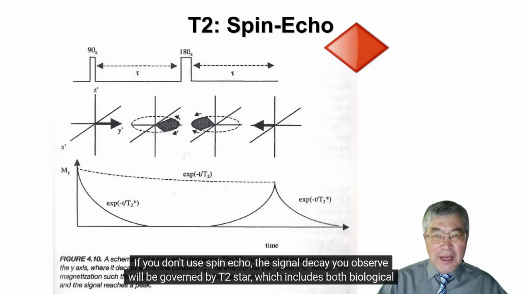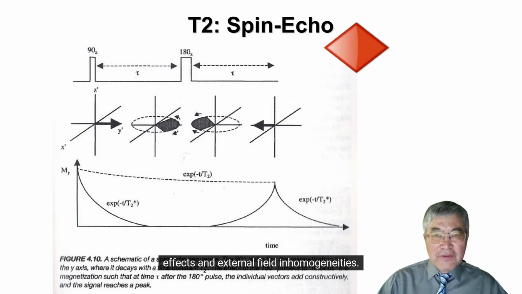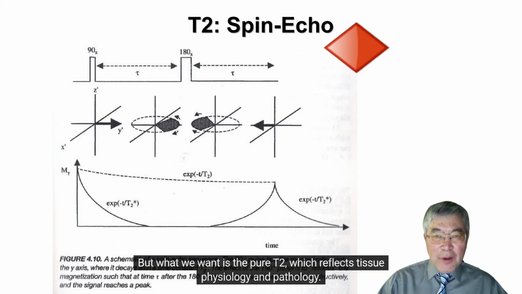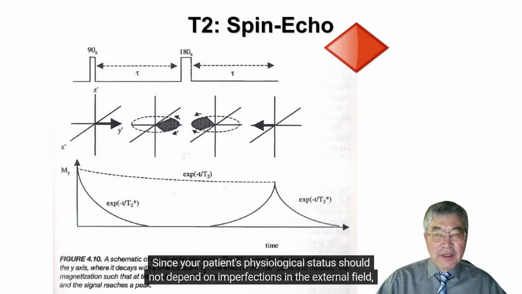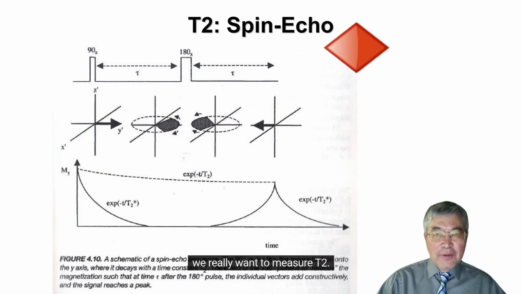If you don't use spin echo, the signal decay you observe will be governed by T2 star, which includes both biological effects and external field inhomogeneities. But what we want is the pure T2, which reflects tissue physiology and pathology. Pure T2 is a biological effect, while T2 star is dominated by external field imperfections. Since your patient's physiological status should not depend on imperfections in the external field, we really want to measure T2.